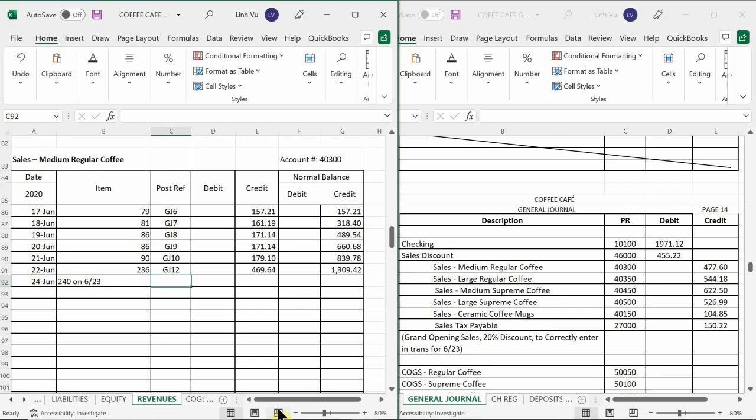And of course, this transaction is on the 14th page, and we sold a total of $477.60 worth. So in this case, what's my grand total of sales of medium regular coffee?